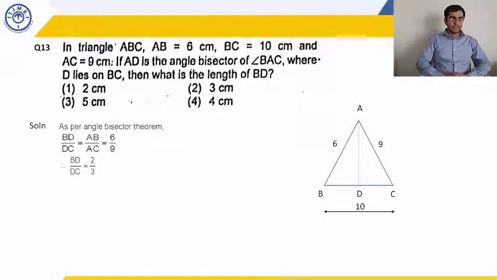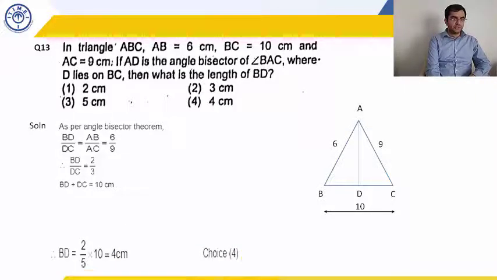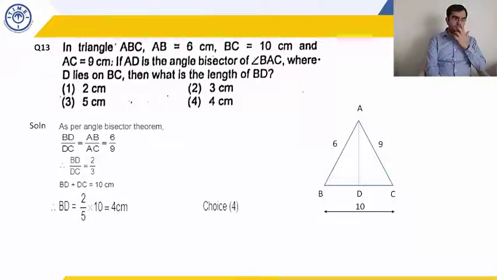I'll repeat this once more. So BD by DC is 2 by 3. Let BD, DC be 2K, 3K respectively. So 2K plus 3K is equal to 10, since BD plus DC is 10. So 5K is 10, so K is equal to 2 and 2K equal to 4. The other way to solve this is that BD is 2 parts and BC is 5 parts. So that means BD will be 2/5 of BC. So BD will be 2/5 of 10, and that is 4 centimeters. Choice number 4.